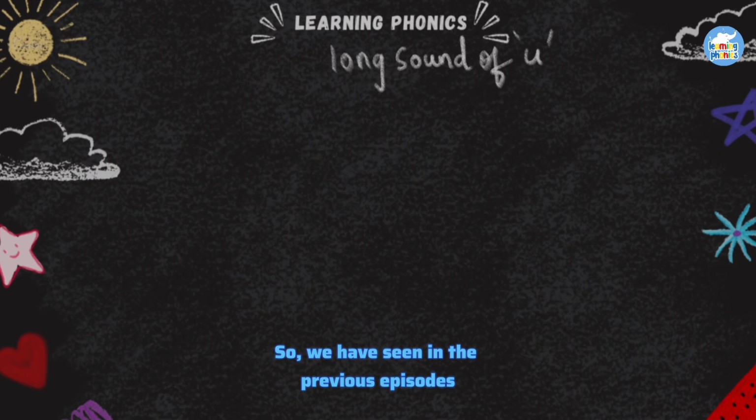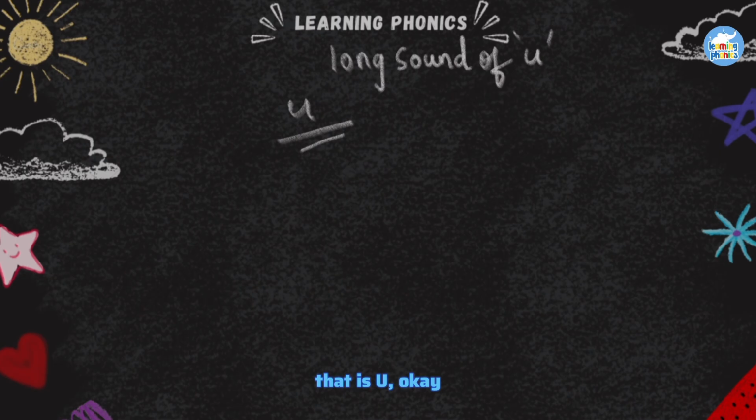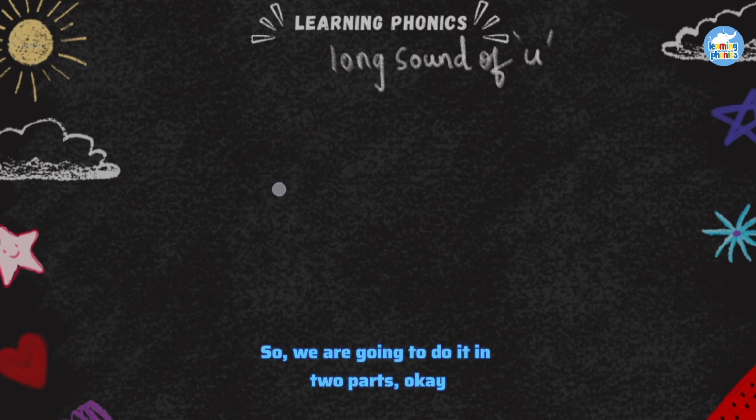I am Apurva and today we are going to learn the long sound of the vowel U. We have seen in the previous episodes the long sound of vowels A, E, I, O. Now we are only remaining with the last vowel, that is U. But U is a little difficult, so we are going to do it in two parts.